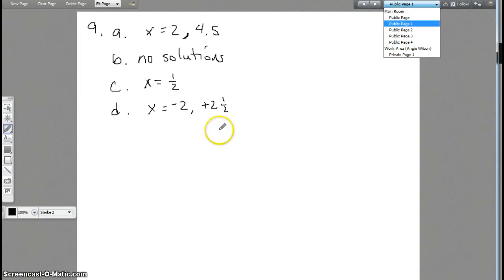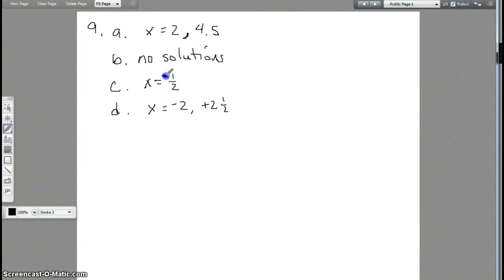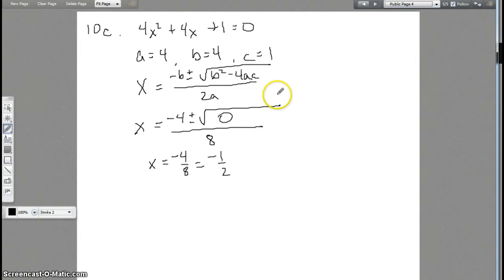Oh, I don't know why I have a positive 1/2. It is clearly on the negative side. So for number 9, part C, that should have been a negative 1/2, not a positive 1/2. Okay, and that's all that I'm going to do for these. Part D, we've already done one just like it that has 2 solutions.